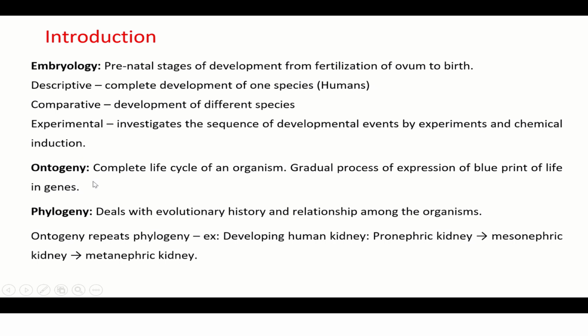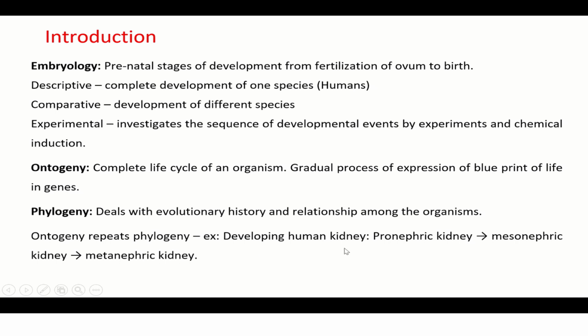Then there is a term called ontogeny, which is the complete life cycle of an organism: prenatal development, birth, postnatal development, growth, maturity, then a stage of regression, then senility and death. So the complete life cycle of an organism is called ontogeny. We can say it is a gradual process of expression of the blueprint of life in genes. Then phylogeny deals with evolutionary history and relationship among the organisms. There is a term, ontogeny repeats phylogeny. We'll see an example, then we'll understand.